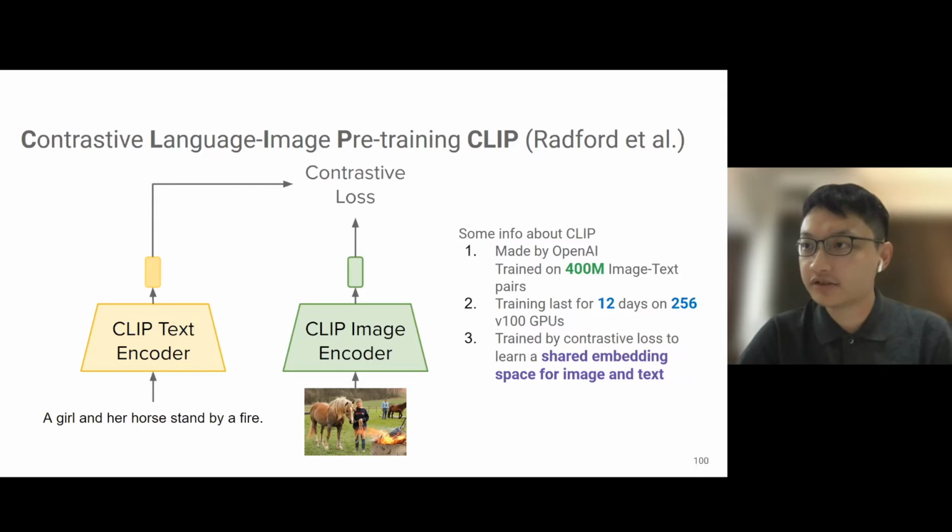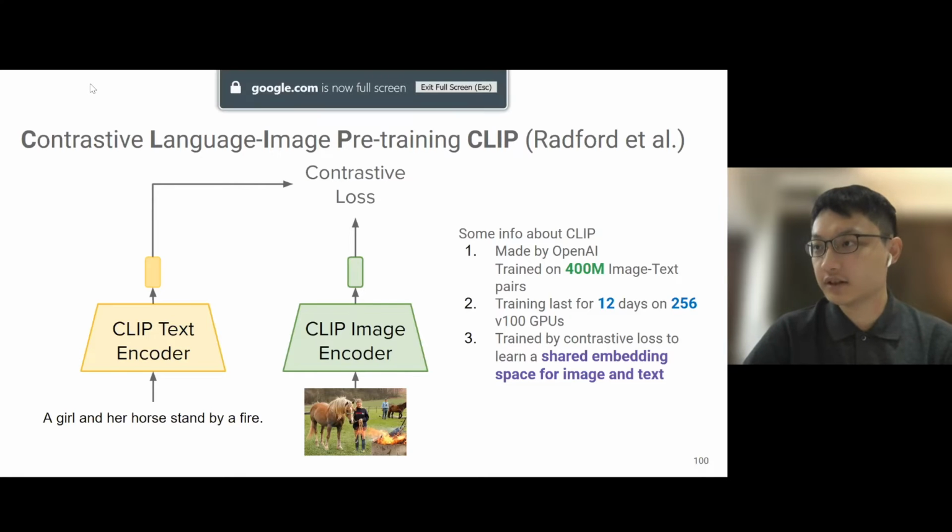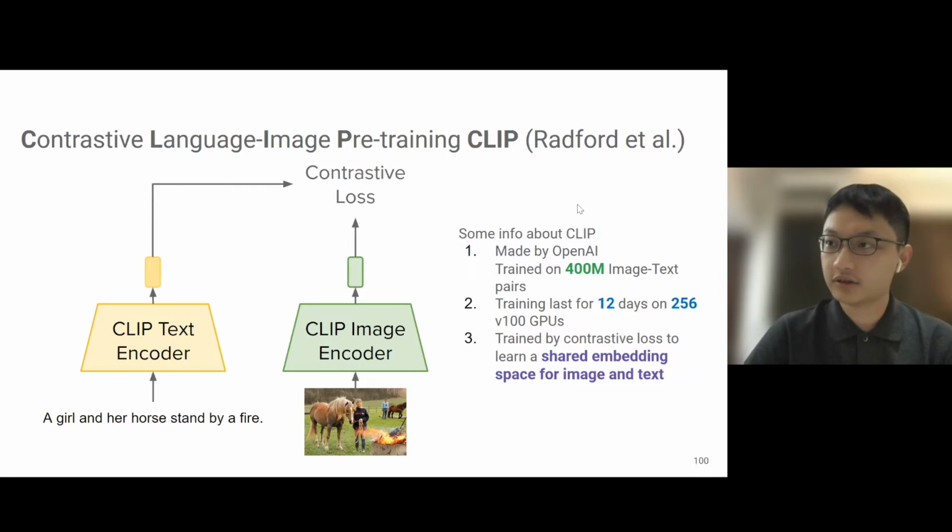CLIP is a large-scale language image pre-training model. It is trained on a 400 million image-text pair dataset. The objective is to use contrastive loss to align images and captions in the same embedding space. The total training process cost 12 days on 256 GPUs. So in our project, we utilize the pre-trained CLIP model from OpenAI.